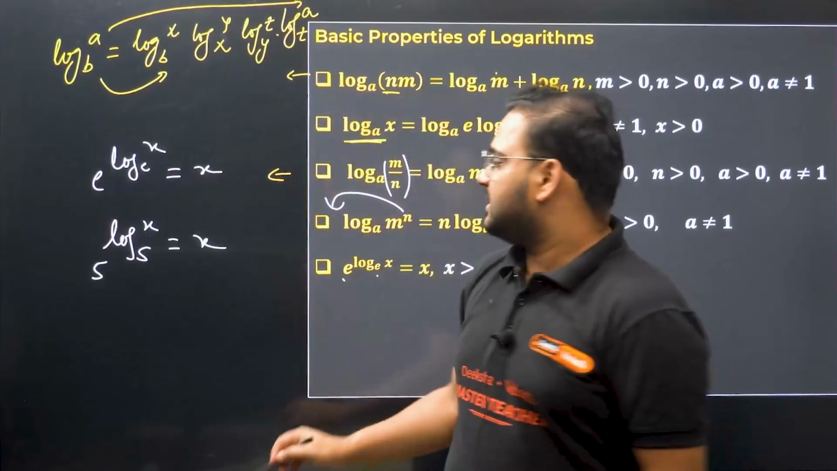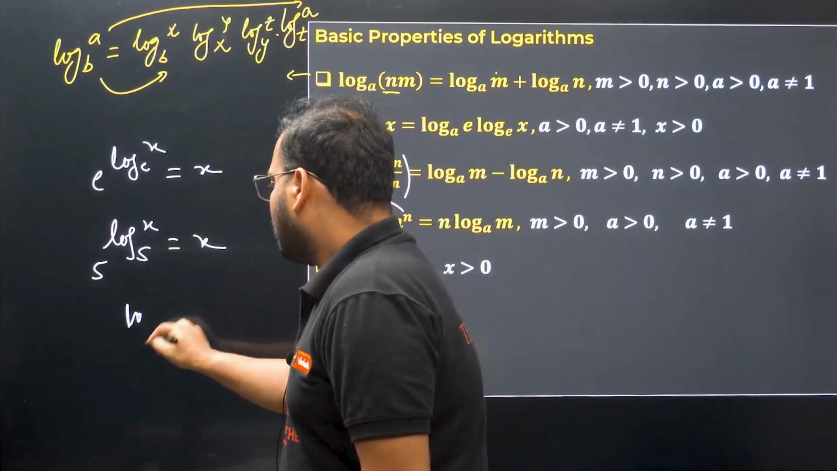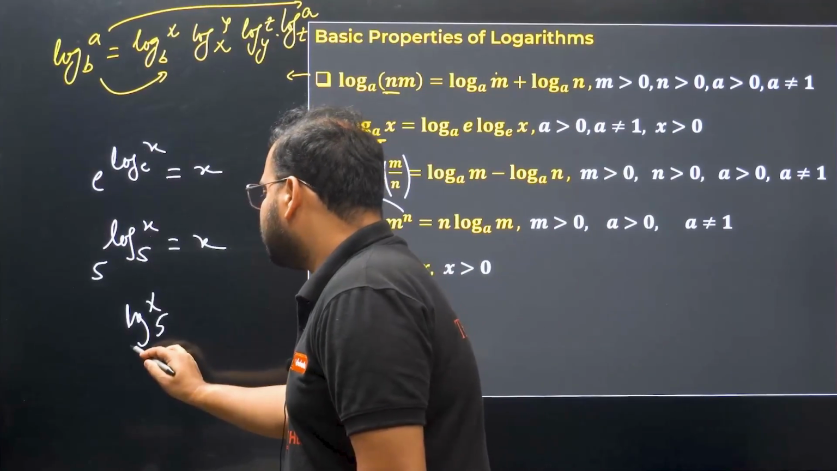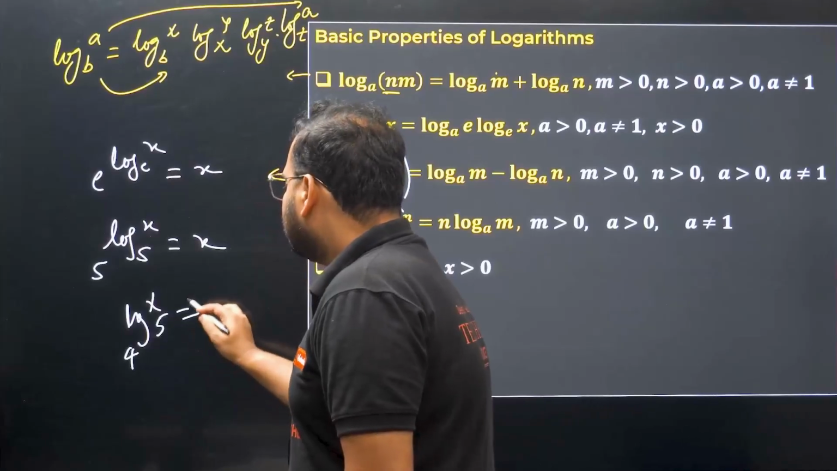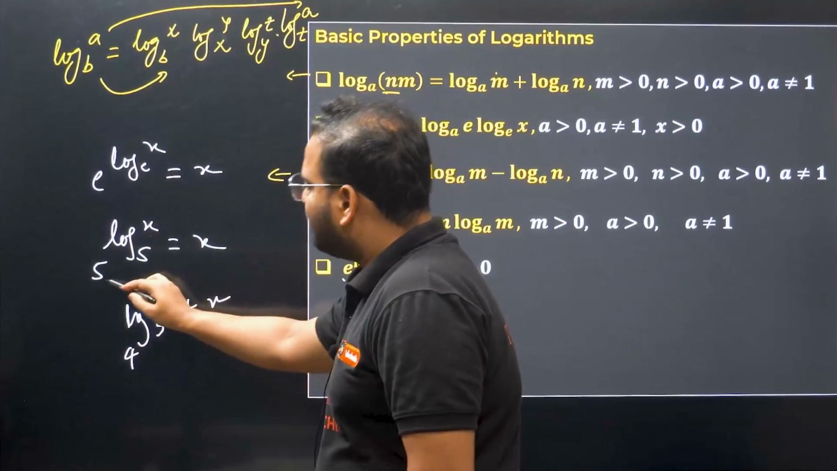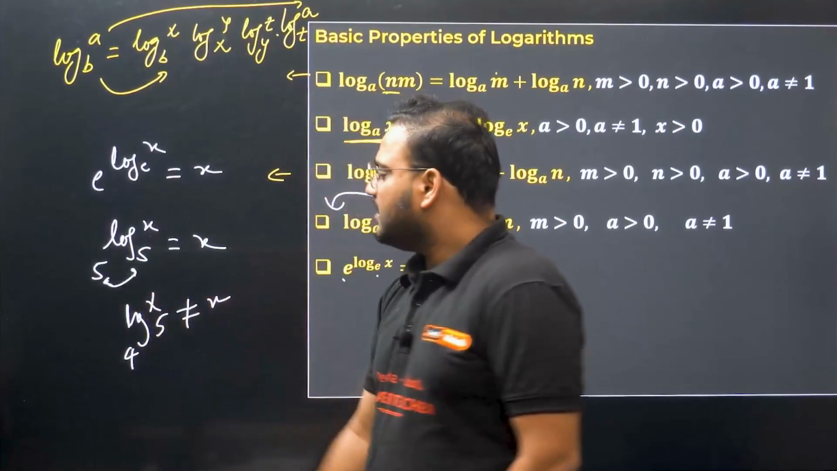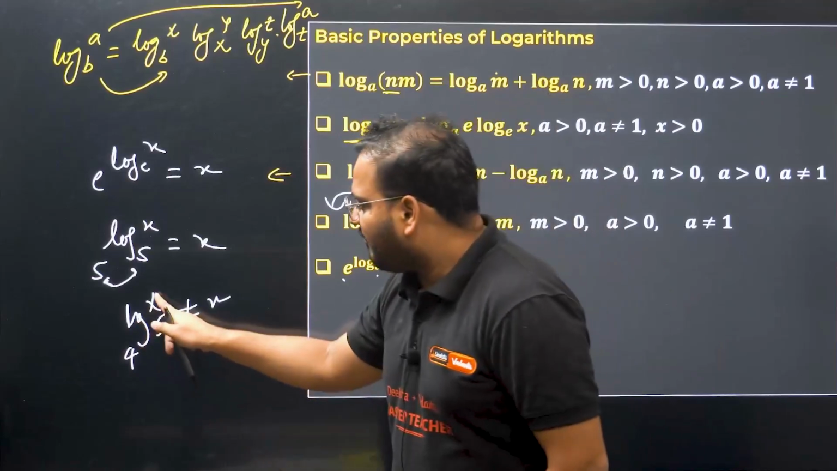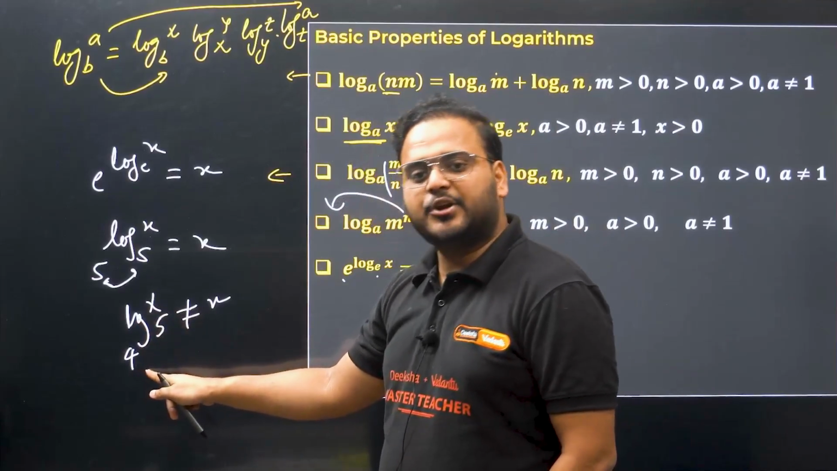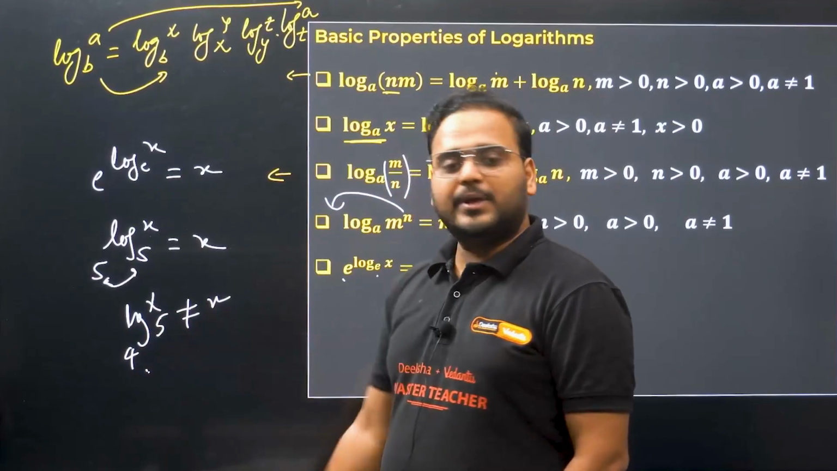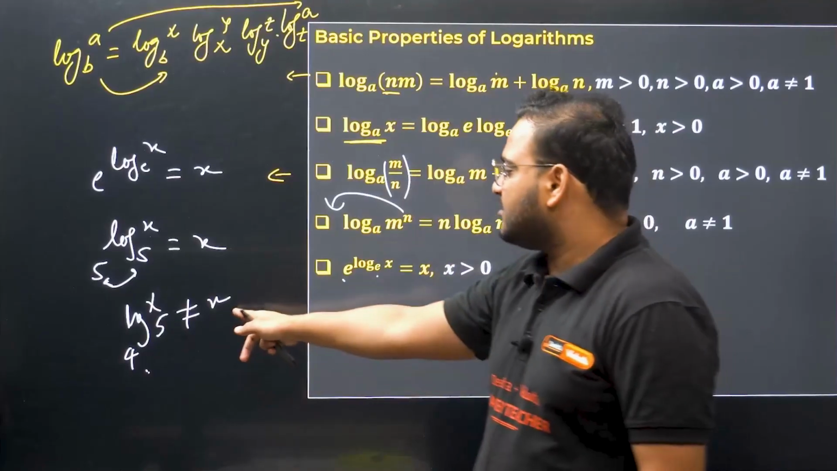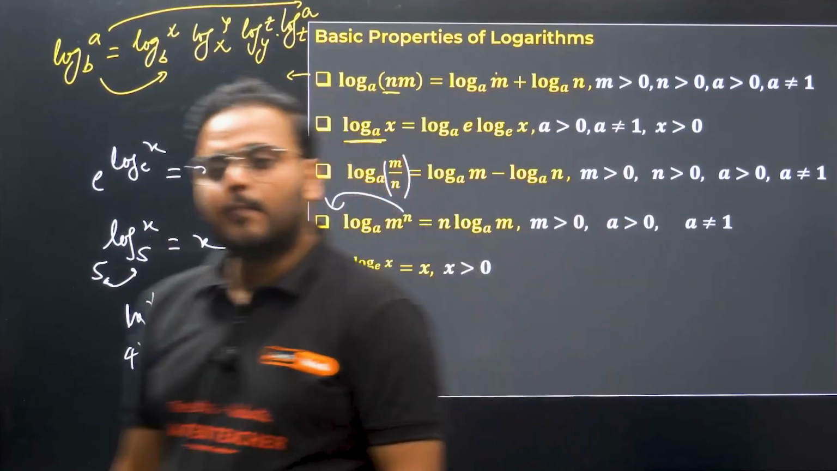But if it is, let's say, log of x with the base 5 and this is 4 to the power, this will not be equal to x. Okay, these two bases have to be the same. Here we have log of x with the base 5 and this has the exponent of 4, so it will not be equal to x in this case. I hope this is clear.